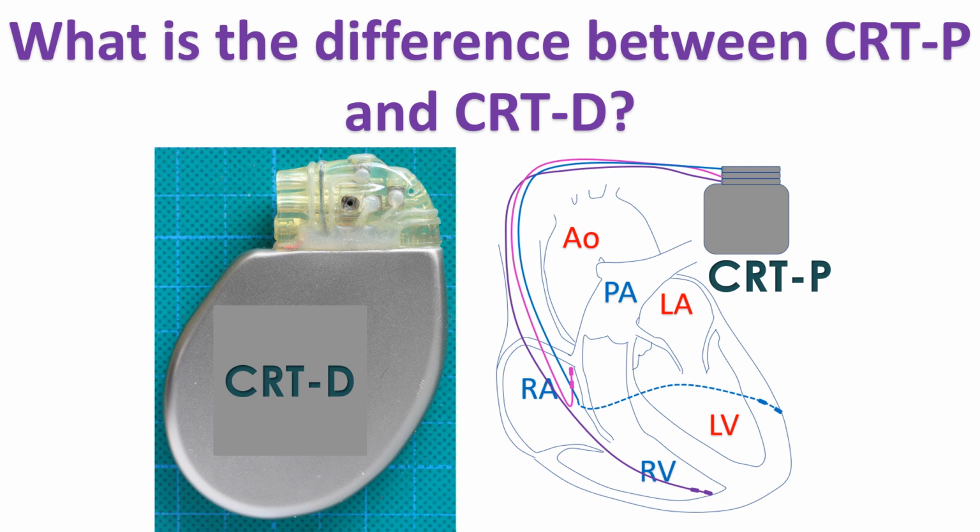CRT is a type of pacemaker in which electrical leads are placed in three chambers of the heart: right upper chamber, right atrium, right lower chamber, right ventricle, and the left ventricle.